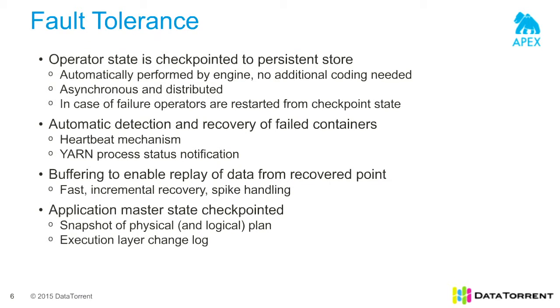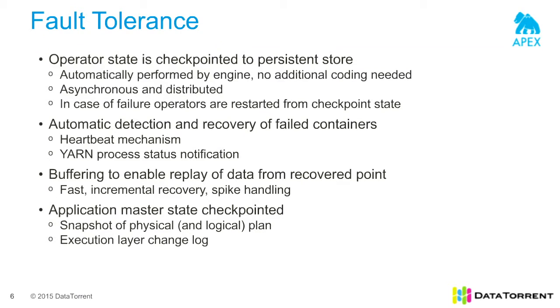We have buffering to enable replay of data from a recovery point. Buffering enables fast incremental recovery. It also cares for spike handling, intermittent spikes. That means the results are emitted to a buffer, and regardless of the speed of the downstream processor, the upstream processor can continue processing events.